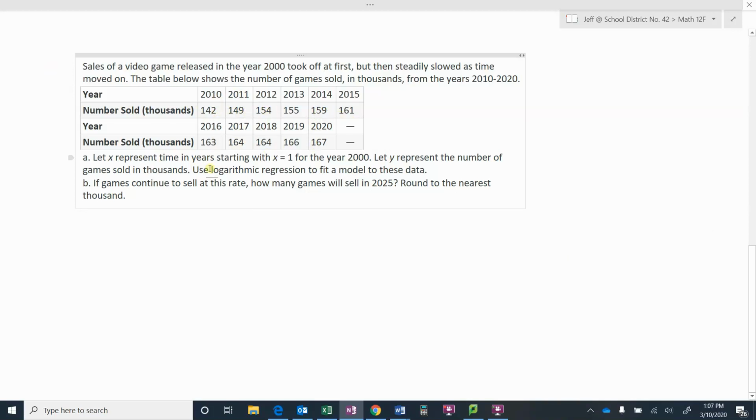It says let x represent time in years, starting with x equals 1, and y represent the number of games sold in thousands, and we're going to use a logarithmic regression to fit a model to this data. So the log model that we're going to use is y equals a plus b ln x. This is usually the equation we would use if we have some logarithmic data.